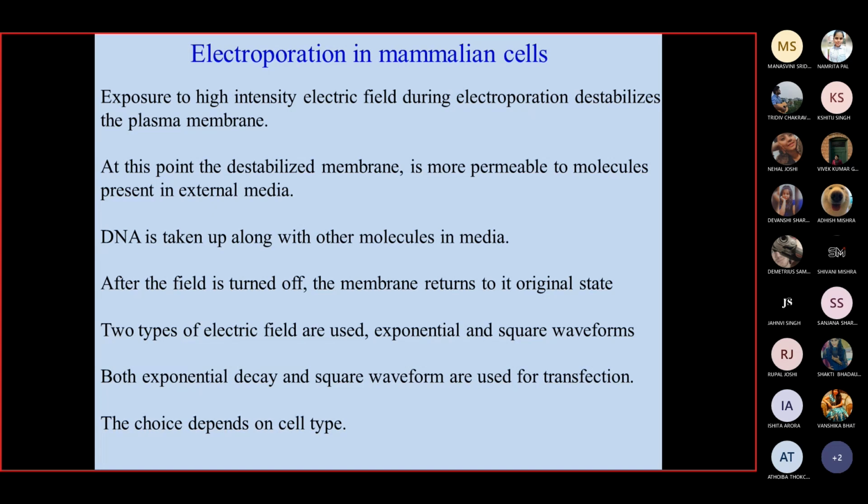The moment the field is turned off, all this DNA, everything wants to rush into the cell. Now, two types of electric fields are used. One is called exponential, the other is called square waveform. Both exponential decay and square waveform have been used for transfection. It is simply because some cells seem to respond very well when square waveform is used. On the other hand, in certain cell types, only exponential works really well. So it all depends on the cell type.